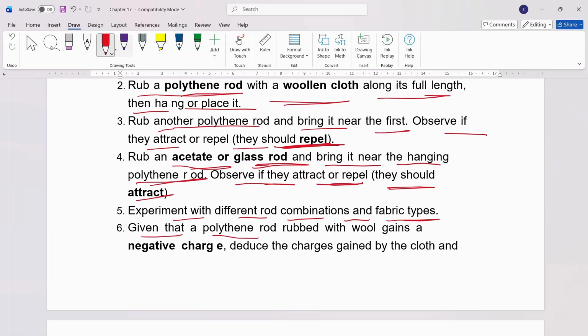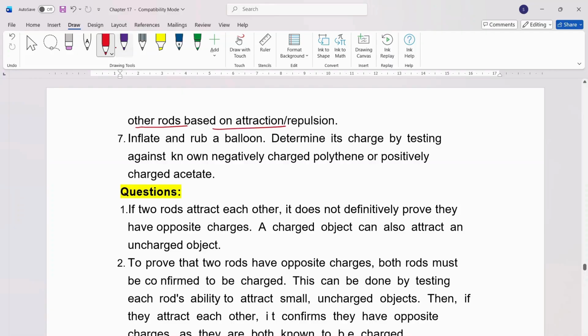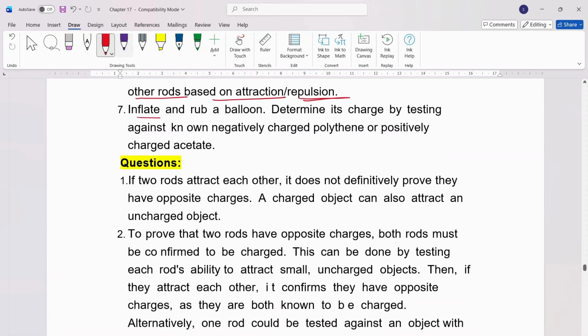Experiment with different rod combinations and fabric types. Given that the polythene rod rubbed with wool gains a negative charge, deduce the charge gained by the cloth and other rods based on attraction and repulsion. Inflate and rub a balloon. Determine its charge by testing against known negatively charged polythene or positively charged acetate.